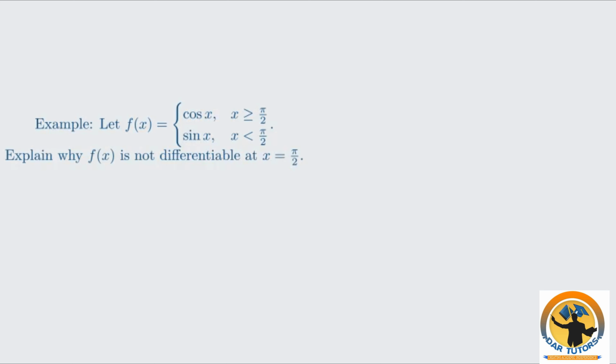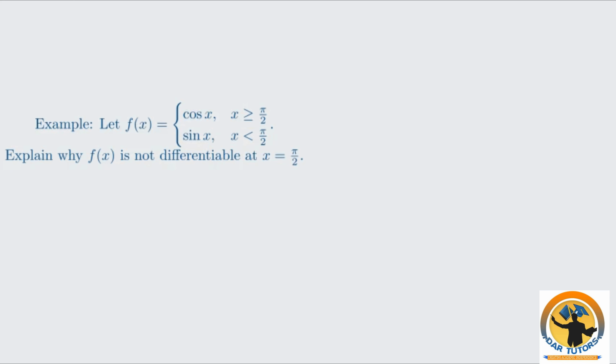Let's explore another type of non-differentiability. Consider the function f of x equals the cosine of x for x greater than or equal to pi over 2, and the sine of x for x less than pi over 2. We need to explain why this function is not differentiable at x equals pi over 2.